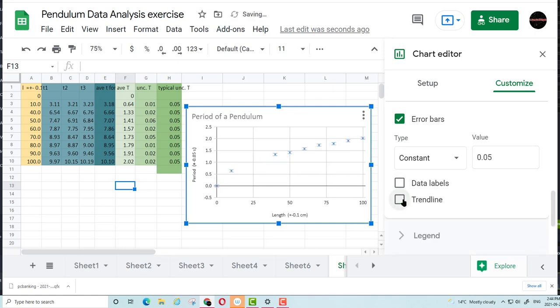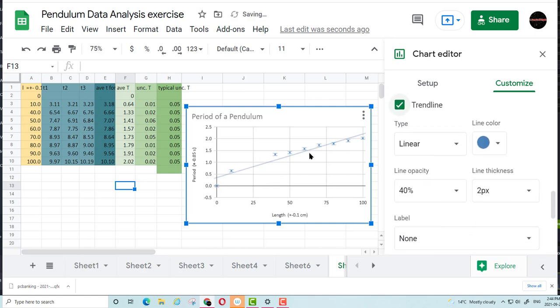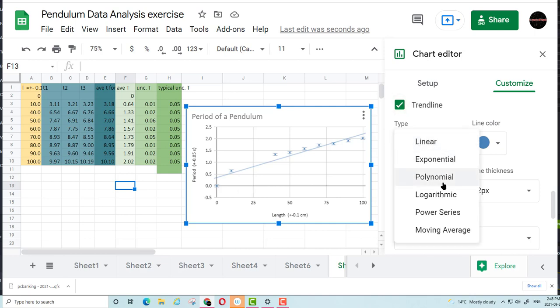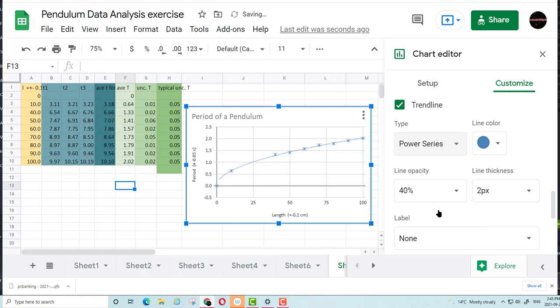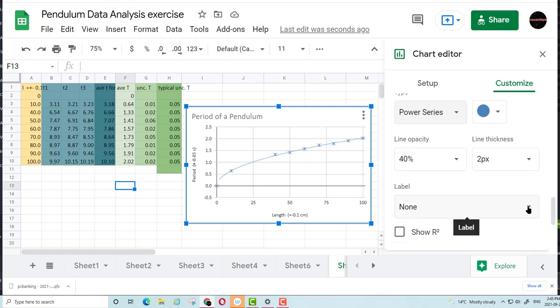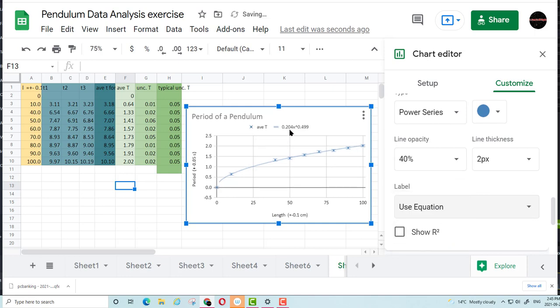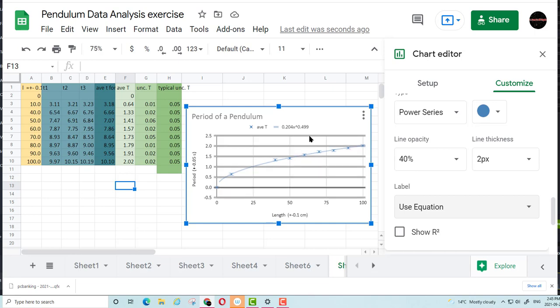I would like a trend line, so I'll click on that. I don't want a linear one. A square root is like x to the 1/2, so it's a power of x. So the type of function I want is a power series. And here where it says label, right now there's no label, but I can put an equation in there. And you'll see I get 0.204x raised to the 0.499. Well, 0.499 is essentially 0.5 or 1/2, so this really is a square root function.